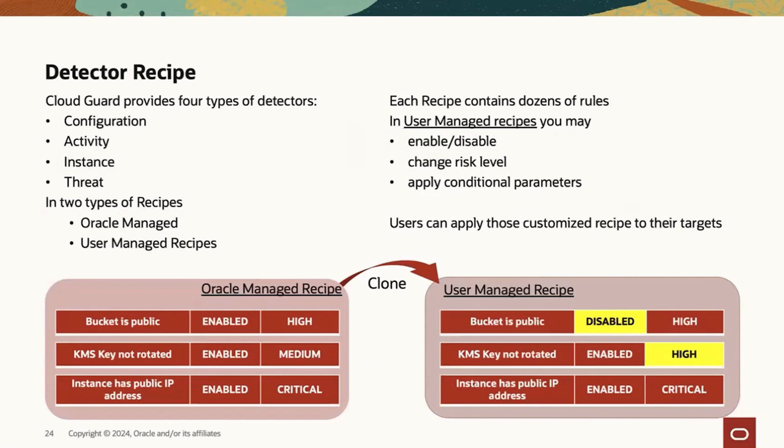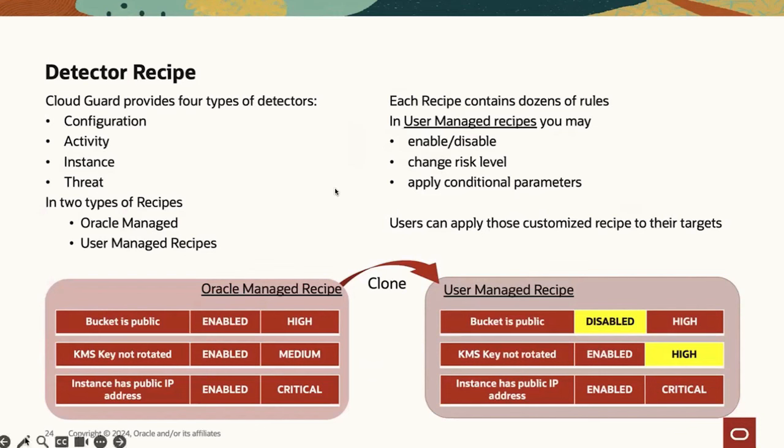User managed recipes allow you to make changes. For example, you can enable or disable rules. You can change the risk level. You can also change conditional parameters. Also note that from time to time, Oracle may add or change rules within the detector as a feature release or a fix.